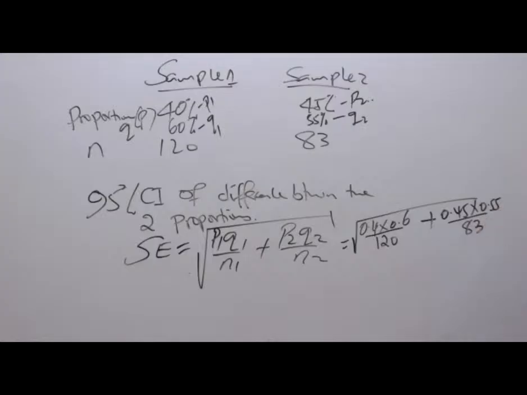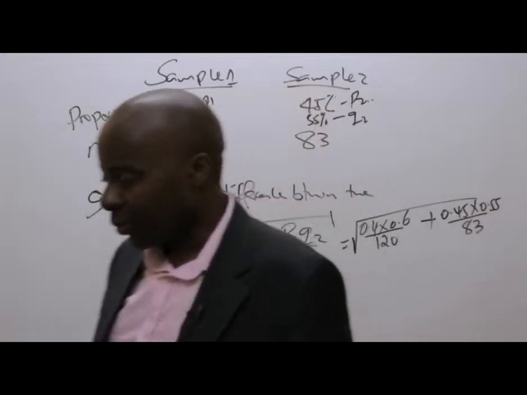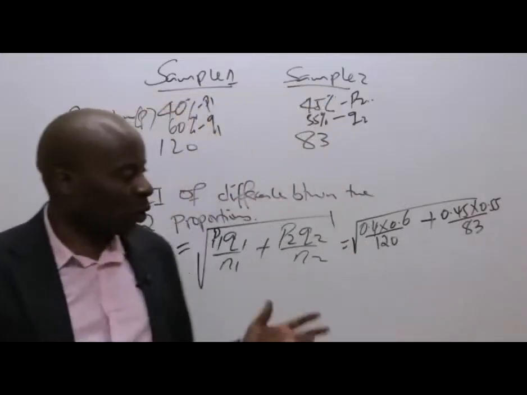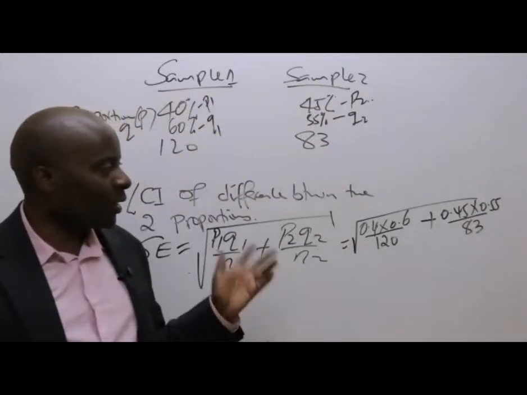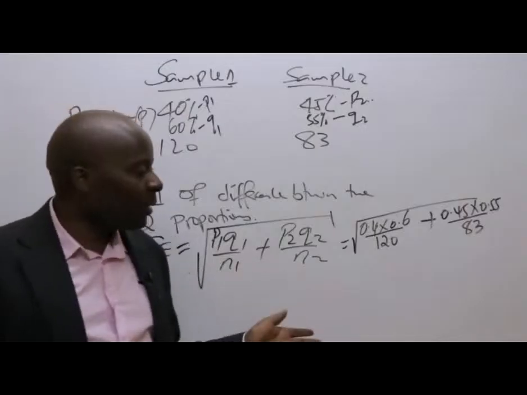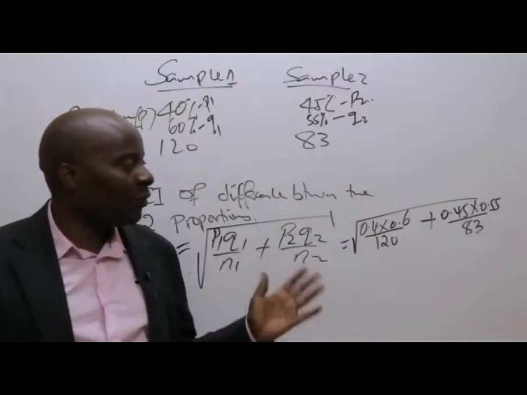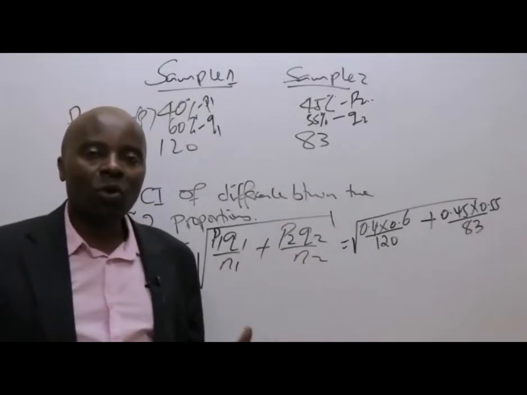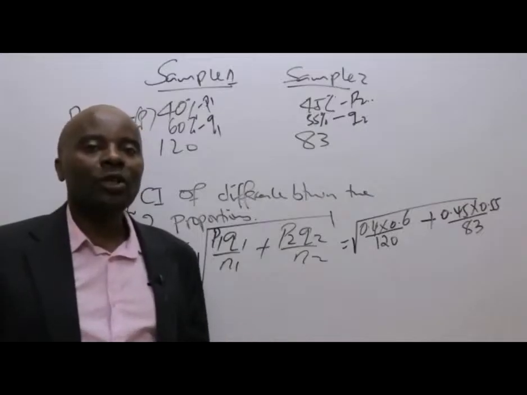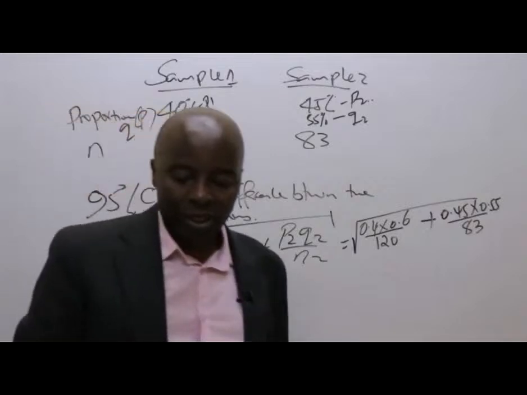So here you have to be quite good with your calculator for you to give us the correct answer. Take 0.4 times 0.6 divided by 120 plus 0.45 times 0.55 divided by 83. You say equals. Whatever you get, you say square root.